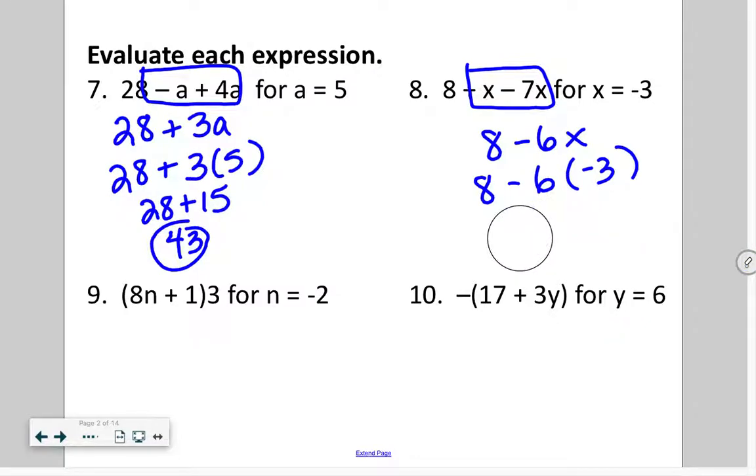If I go back here, and if you said that this is 8 minus, and you did 6 times negative 3, you'd get a negative 18, correct? Change subtraction to addition, change the sign of the second number. 8 plus 18 is 26. Or we could have just said 8 plus 18 from the get-go.